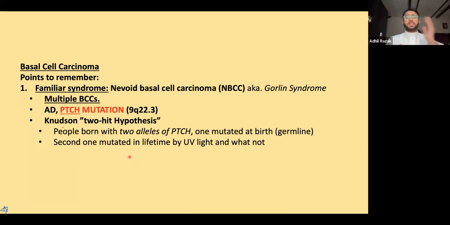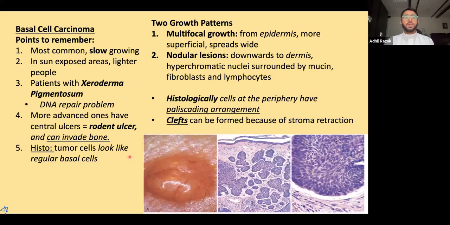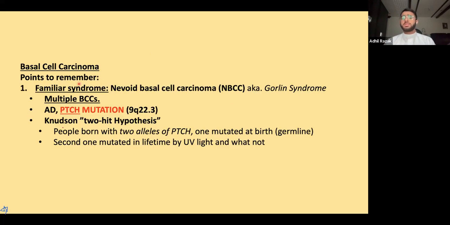The risk factors are almost the same for almost all conditions: UV light, arsenic, and so on, but mostly sun exposure. That is the biggest risk factor for basal cell carcinoma. So they're born with the mutation, and then the second allele gets mutated because of sun exposure and whatnot. When the two hits happen, it's over. That's where the cancer is formed.